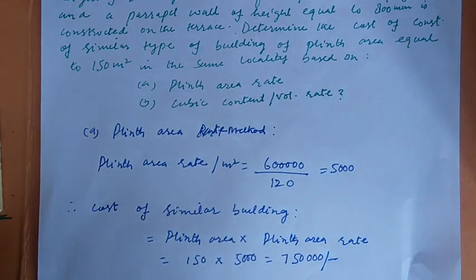So moving on to the second method, that is the cubic content method. For that, the first thing that we need is the volume of the building, because in that method we multiply the volume of the building with the cubic meter rate. So the first thing is we will find out the volume of the existing building, and we will find the cubic meter rate of the existing building.